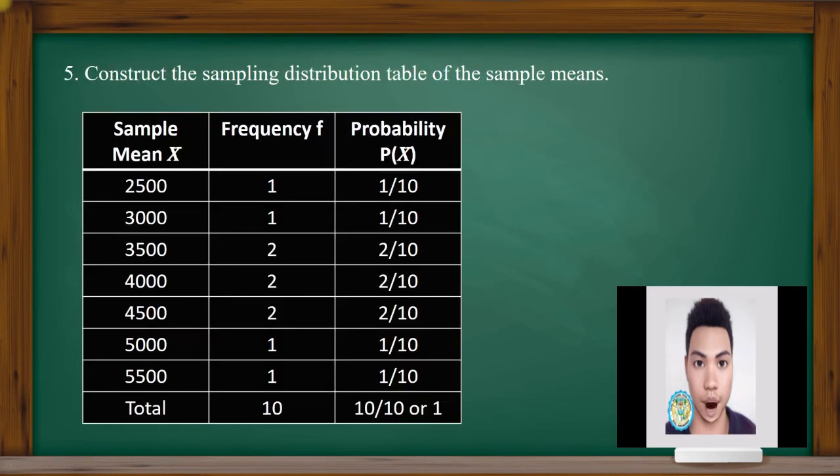So next, let's construct the sampling distribution table of the sample mean. So ito yung mga sample mean natin kanina, and then this is the frequency, and then their probability. So alam niyo kung paano kunin itong probability. This is the frequency over the total. So total over 10 or 1.